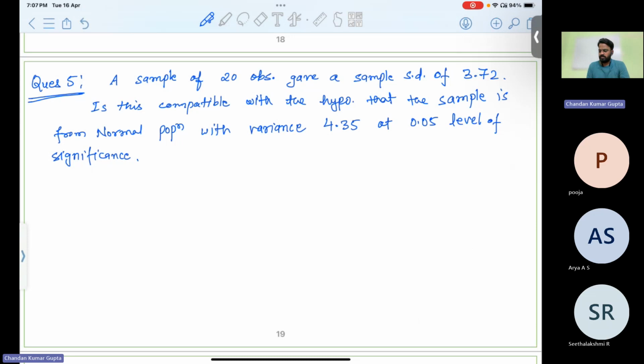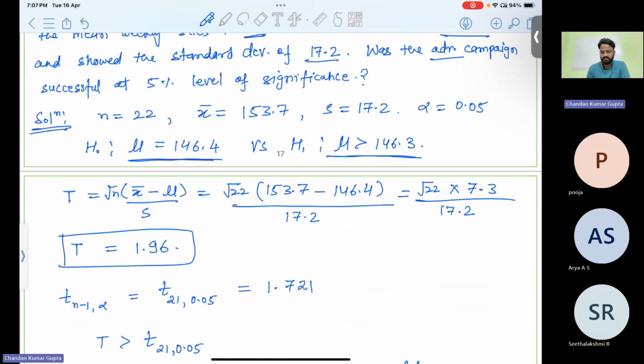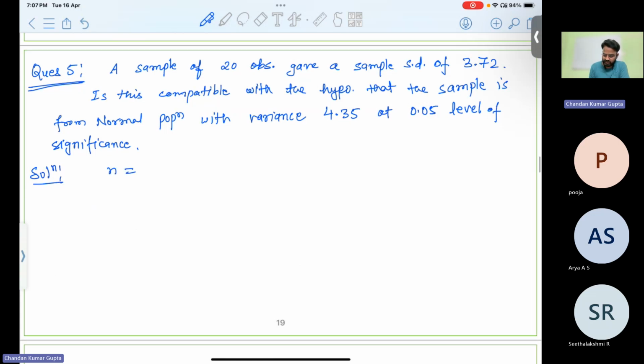Okay, so here we need to do the test for variance when the mean is not known. Up to this point, we tested the mean, when the standard deviation is either given or not given. Now from this question it is a test for variance. The given question is a sample of 20 observations, so n equals 20. The sample standard deviation is 3.72, and we need to test this.